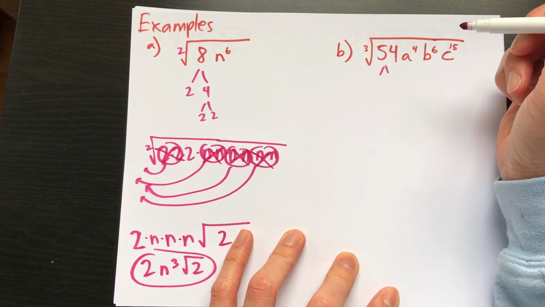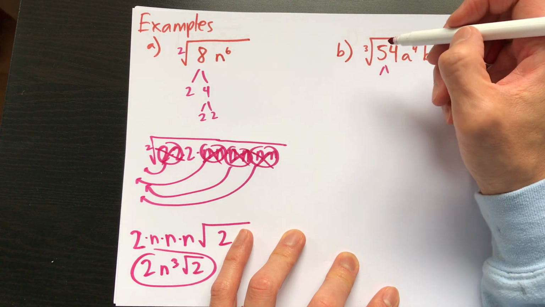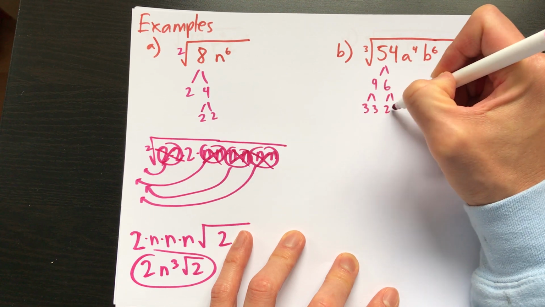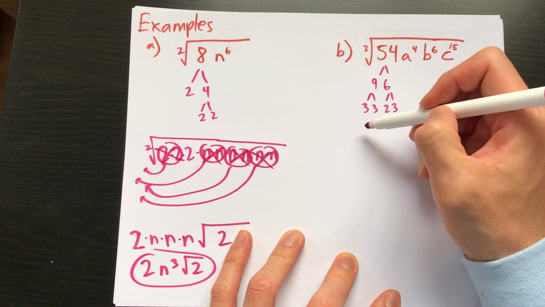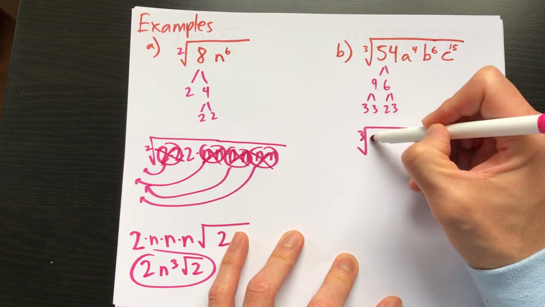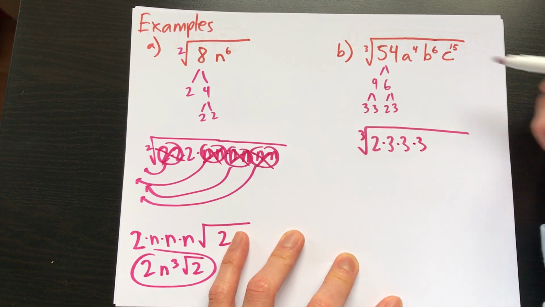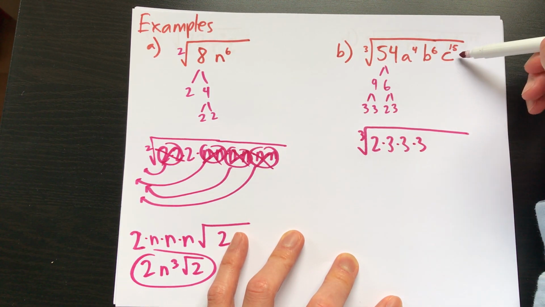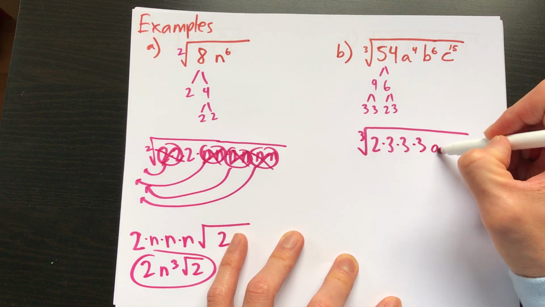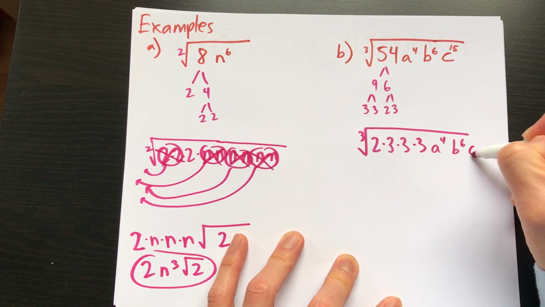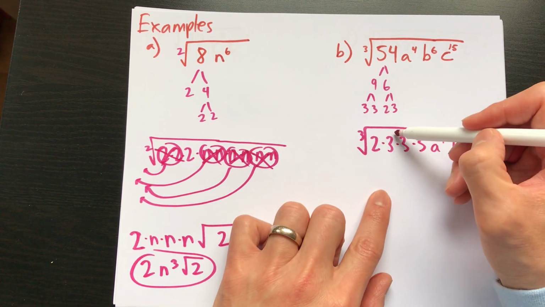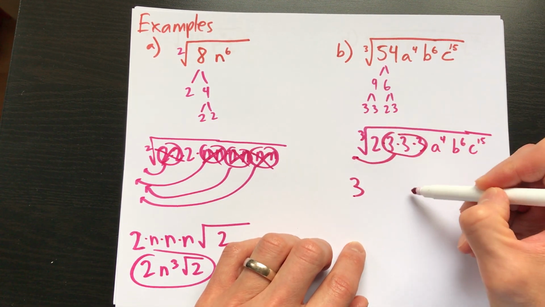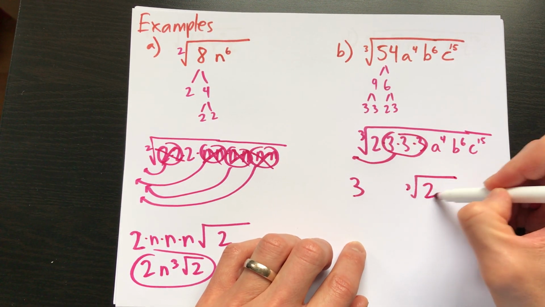So let's break down the 54. That would be 9 and 6, 3 and 3, 2 and 3. Okay. So this time we have a cube root. So we have a 2 times a 3 times a 3 times a 3. And I don't know about you guys, but I don't really want to write out 4 A's, 6 B's, and then 15 C's. So I'm just going to leave it like this, and we're going to do some division. Okay, so what we're going to do is, first off, I need a group of 3, a triplet, so there's 3, and then I have a 2 left inside.